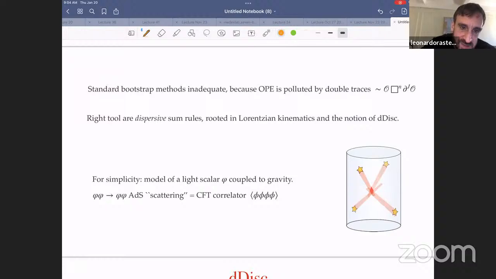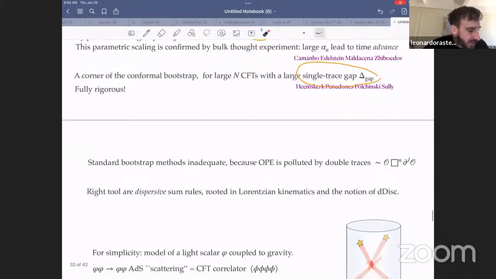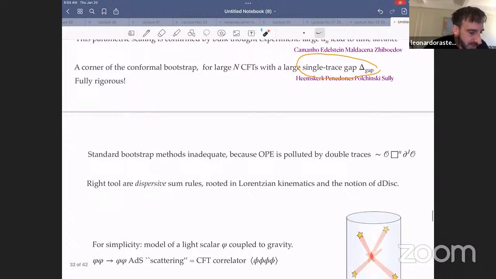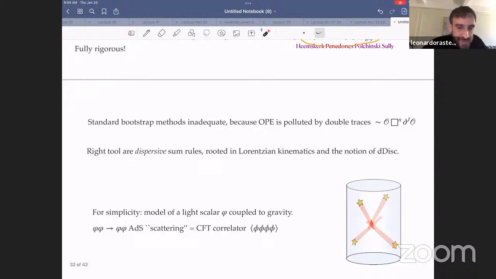And so the right tools are what we call dispersive sum rules, which are something really rooted in causality, in Lorentzian kinematics. And again, for simplicity, I will stick to this scalar model. So we have a light scalar coupled to gravity. Since I don't have much time left, let me just tell you the punchline. I will give you a few of the technical details in the next 10 minutes. Essentially, when the dust settles, we'll be able to repeat in AdS what we did in flat space and prove this parametric suppression with precise bounds.